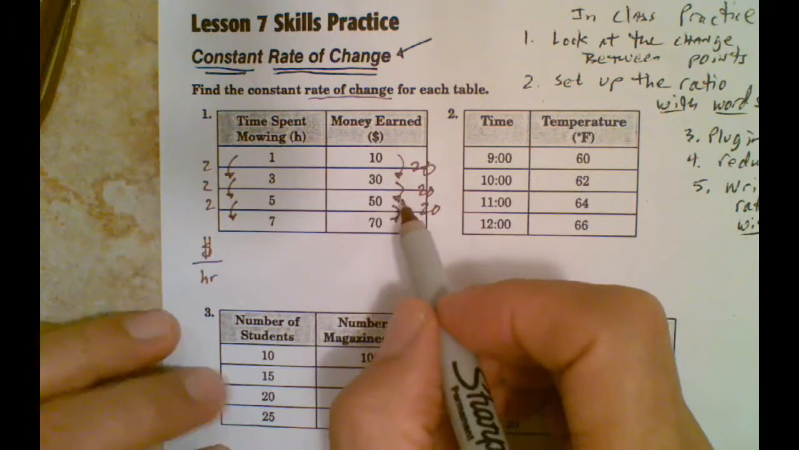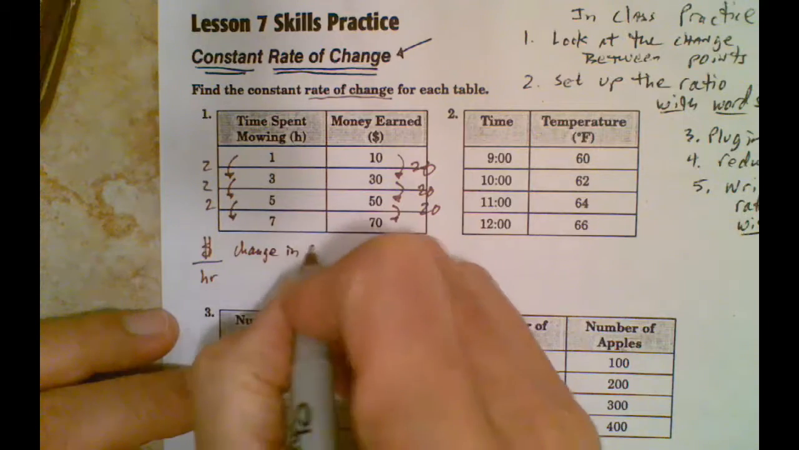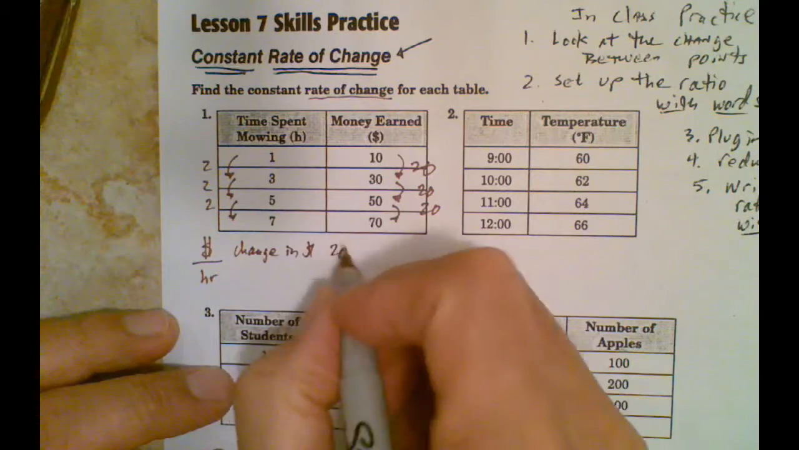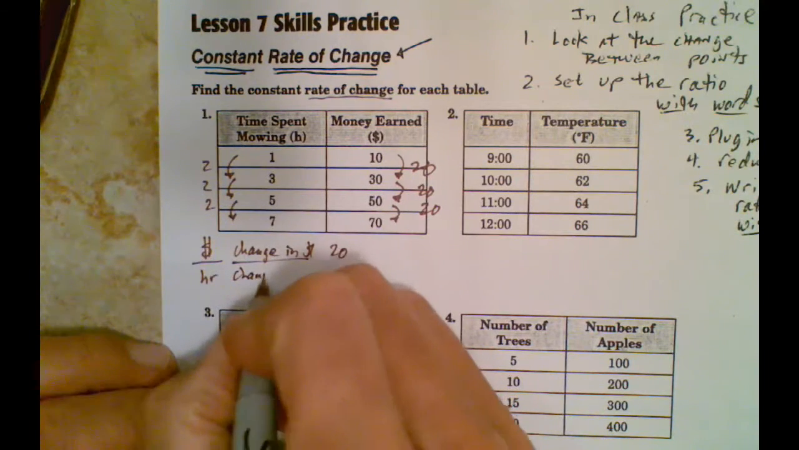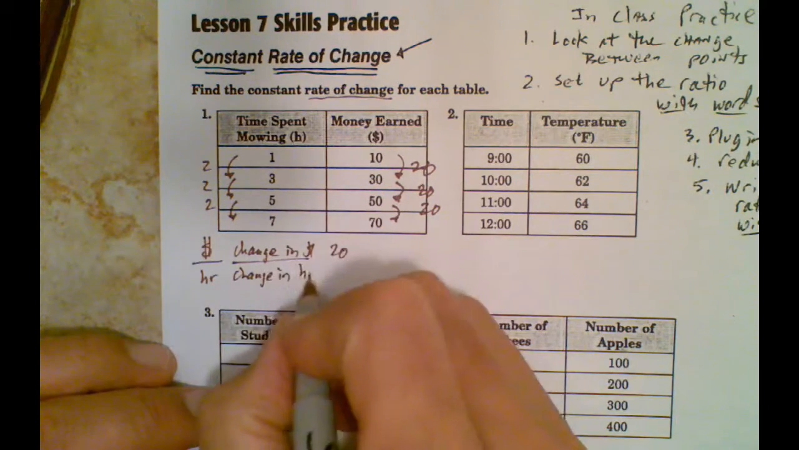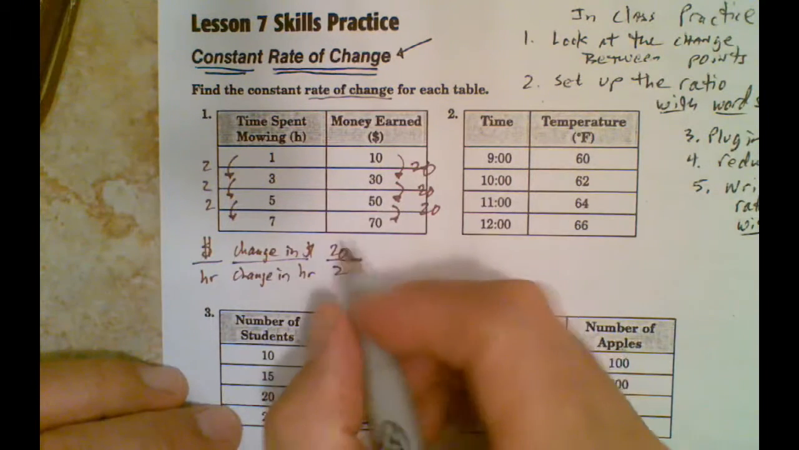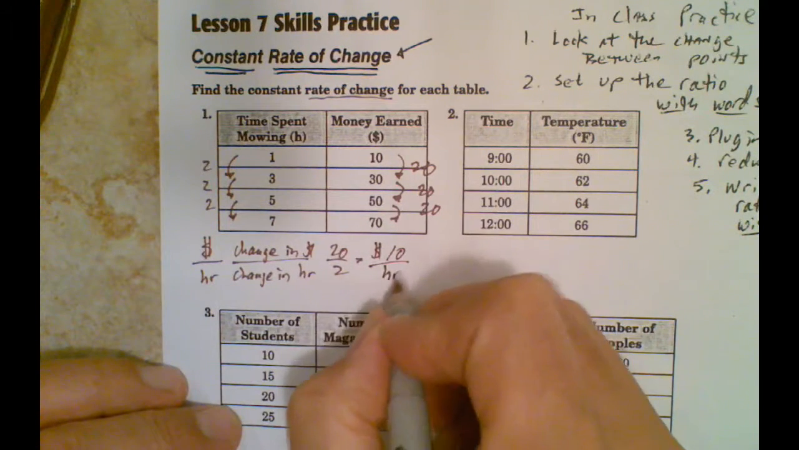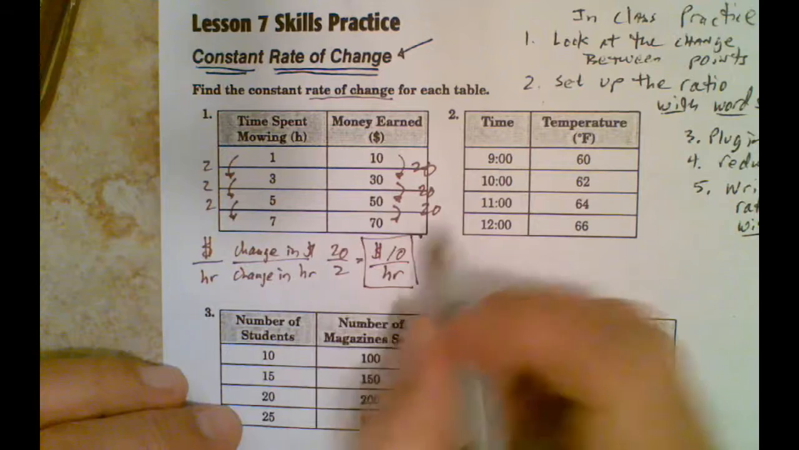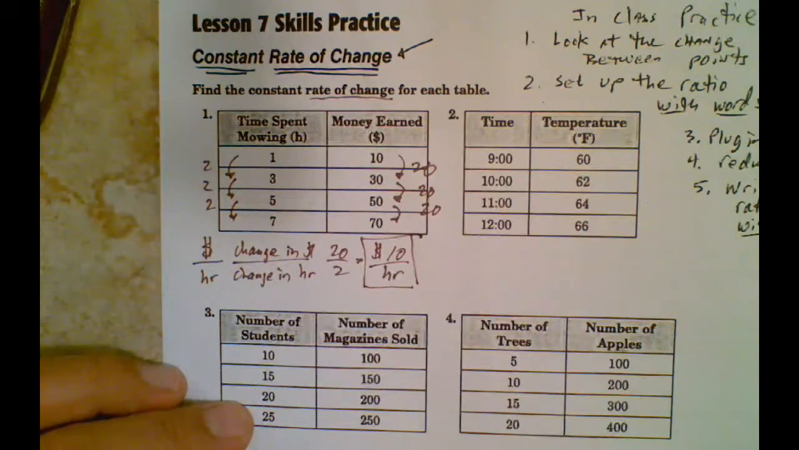So my dollar rate of change, I'll write this out. Change in dollars is 20. My change in hours is 2. Well, if I simplify this, I can see that I can divide top and bottom by 2, and I get $10 per hour. Again, so there's a unit rate. It also happens to be this rate of change. So again, there's from a table.